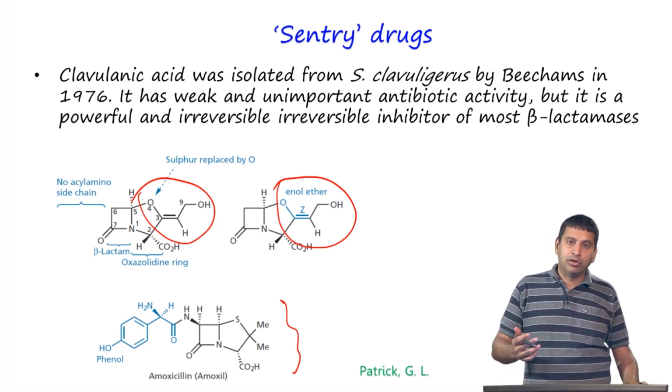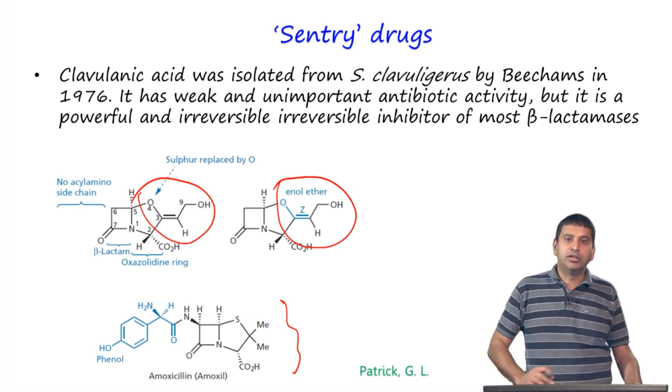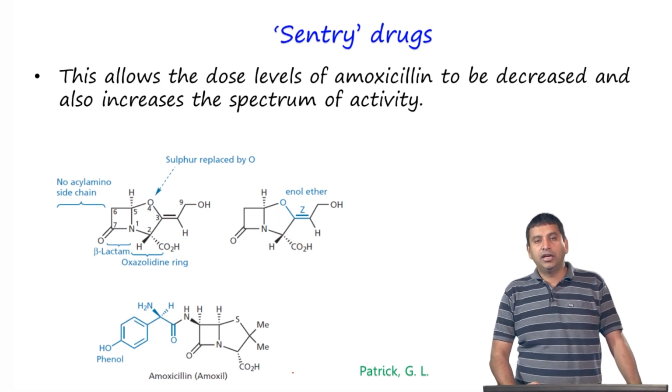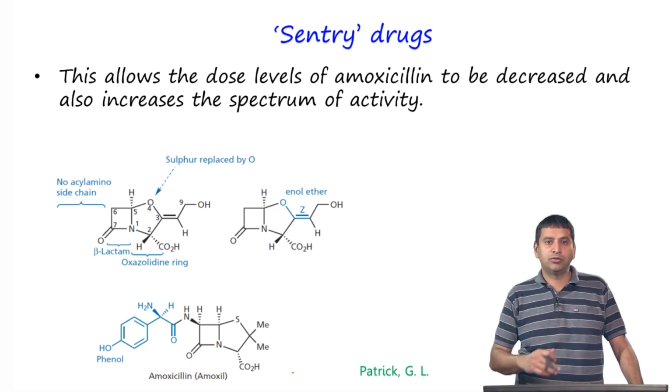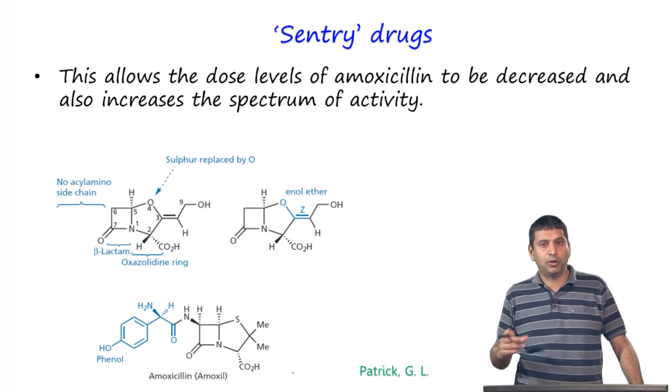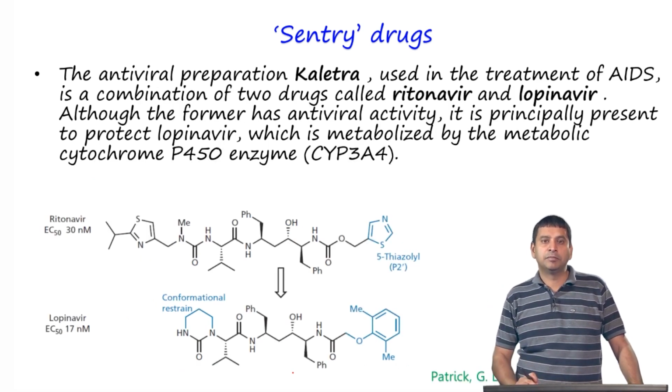So, the strategy that we would employ is to give amoxicillin along with this clavulanic acid. What happens is that once beta lactamases are expressed, then these beta lactamases cleave this clavulanic acid in preference to amoxicillin, and therefore amoxicillin is protected so that it can display its antibacterial activity.